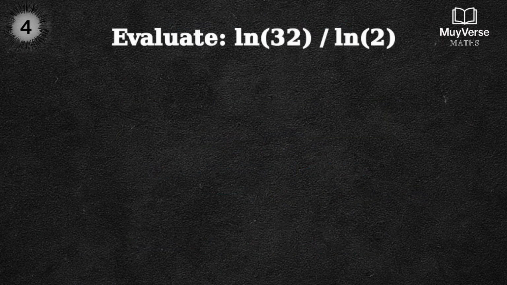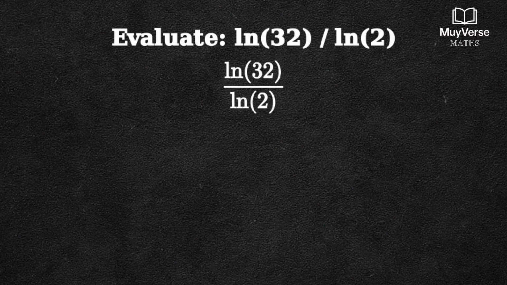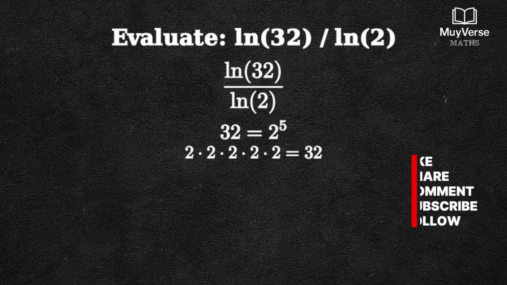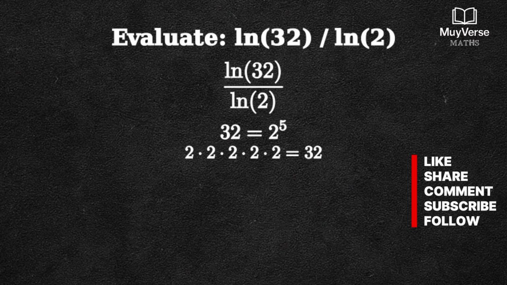We will evaluate the expression ln of 32 divided by ln of 2 step by step. First, recognize that 32 is a power of 2. 32 equals 2 to the 5th power, because 2 times 2 times 2 times 2 times 2 equals 32. Use the logarithm power rule. The rule says ln of a to the b equals b times ln of a.